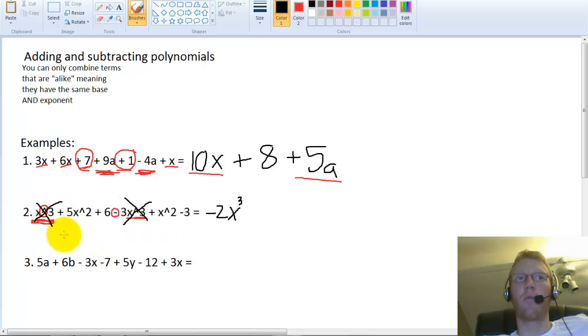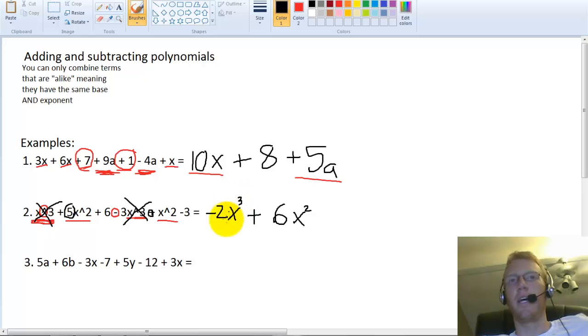Now let's look at our x squared. I've got x squared here, and I've got x squared here. I have 5 right here, and I'm adding 1 more. So 5 plus 1 is 6, and what are they? They are x squareds. So the object is an x squared, and I have 6 of them. I can't combine x cubed with x squared because they have a different exponent, even though they have the same base. In order to combine like terms, they must have the same base and the same exponent. That's really important. Now I'm done with my x squareds.